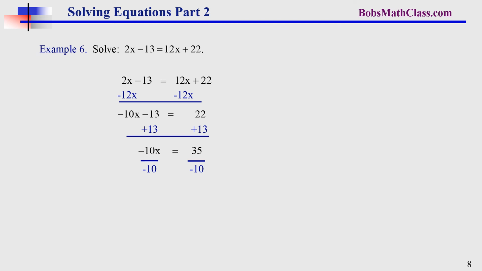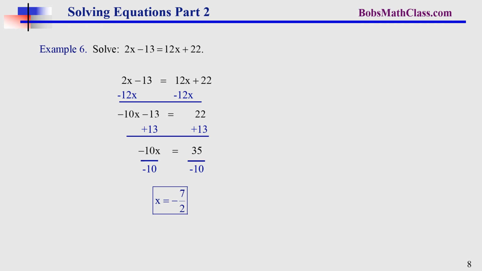On the left side, the negative 10's cancel. On the right-hand side, we have to reduce. 35 and 10, we could reduce by 5. 5 goes into 35 7 times. 5 goes into 10 twice. And then put the negative in the middle. You can change it to a mixed number. A mixed number would be 3 and 1/2.